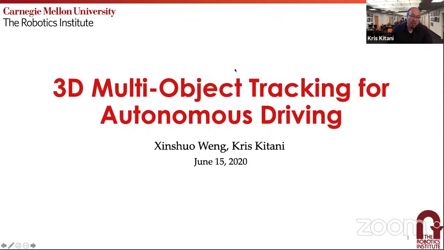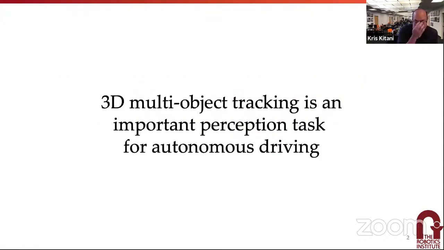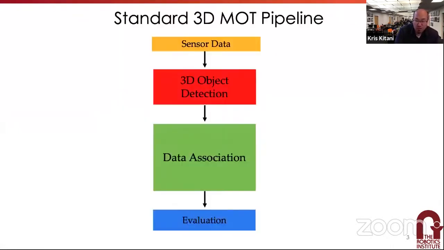We're talking about 3D multimodal object tracking for autonomous driving. So let's get started. Everybody here at this workshop, I think, is already convinced that 3D multi-object tracking or multi-agent understanding is really important for the task of autonomous driving. So let's do a quick overview of the basic pipeline, which I think most people are already aware of.